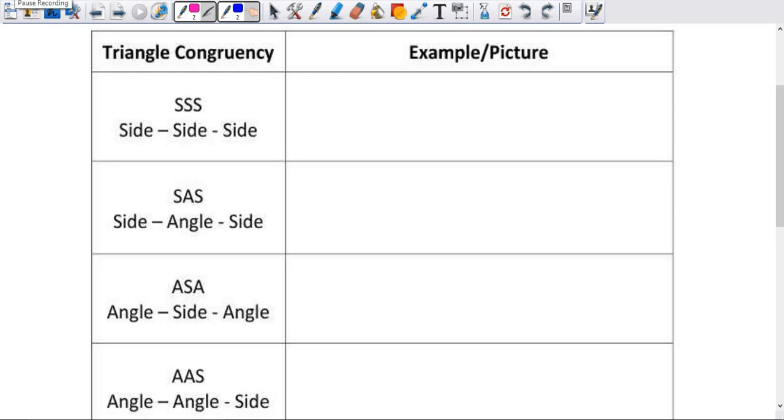All right, we're going to start 4.2 to 4.3. That is our 4 triangle congruency statements. The first one we have is SSS, which stands for side, side, side. So you will have all 3 sides.